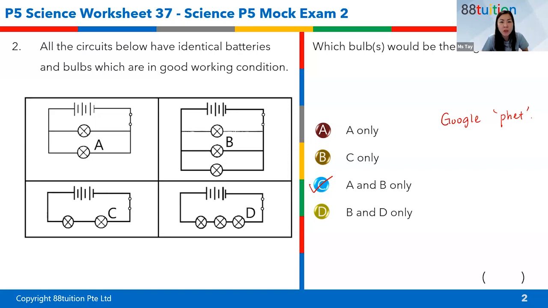That's why even if more than one bulb is added, all of them have the same brightness. So you're going to learn this more when you go to secondary school. More complicated arrangements of the light bulbs and the batteries as well. And you're going to add in more components like the resistor, etc.